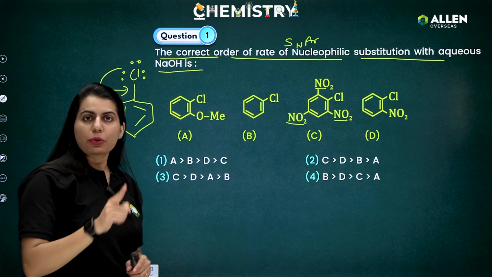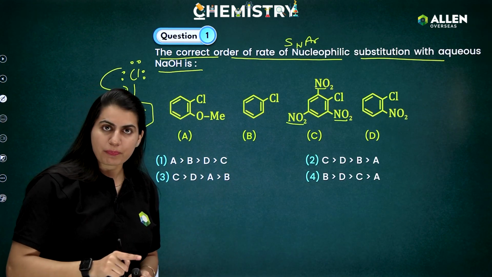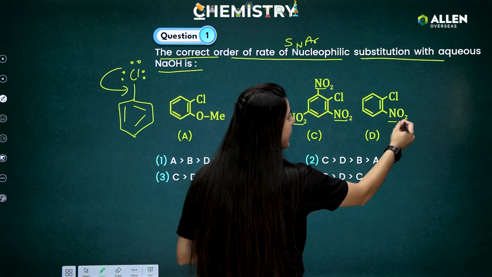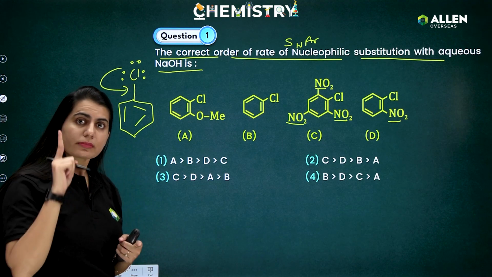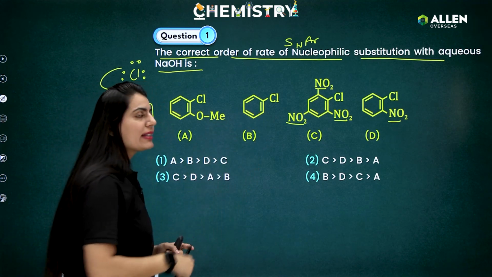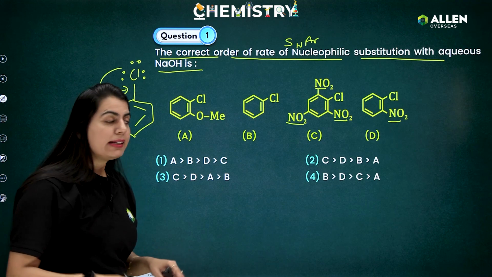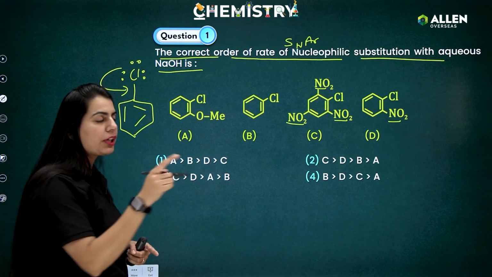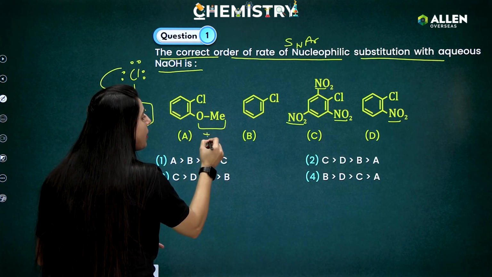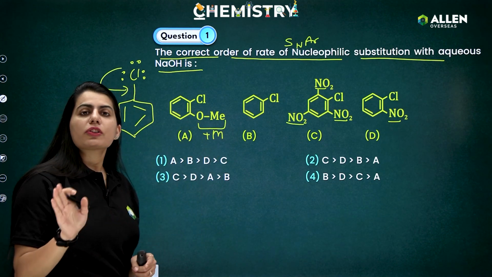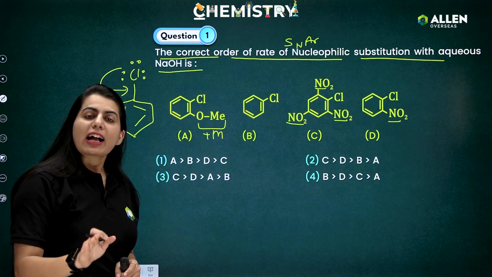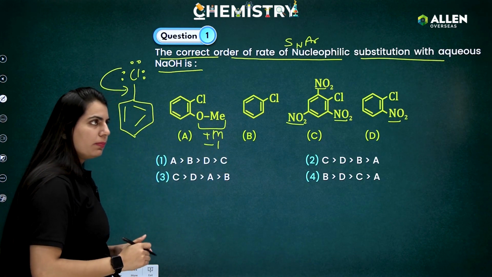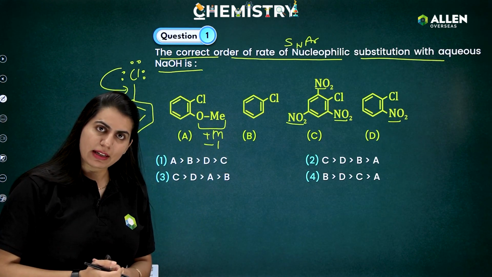And you know that nitro is a -I -R group. Apart from that, the next which we can see is option D, where we have 1 nitro. Followed by that, we have chlorobenzene, where no such group is present. And lastly, we have the methoxy group. Methoxy group is not a supporter. Methoxy group is actually a +M group. It is not going to stabilize my carbanion. It will actually destabilize it. So methoxy, which is a -I +M group, will not be a supporter in this particular case.